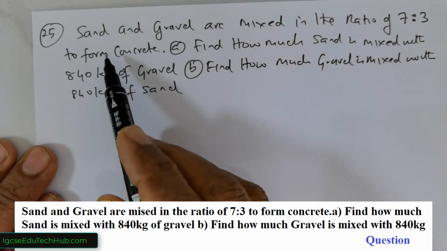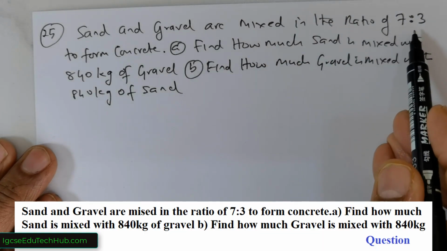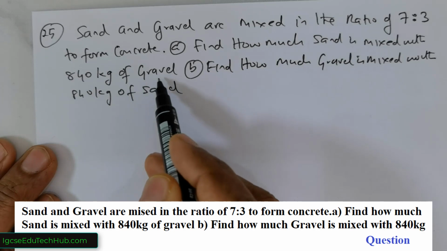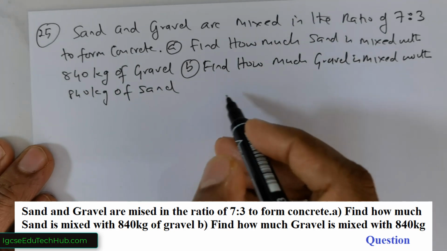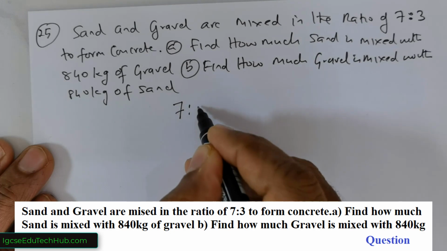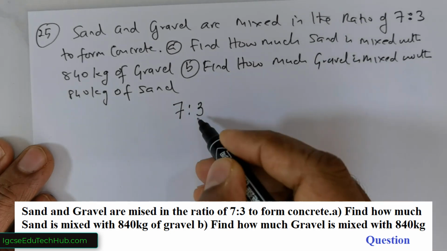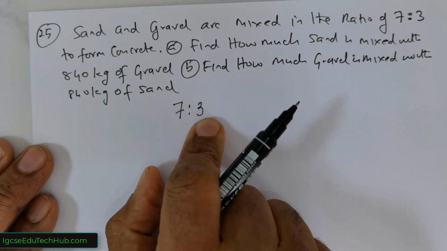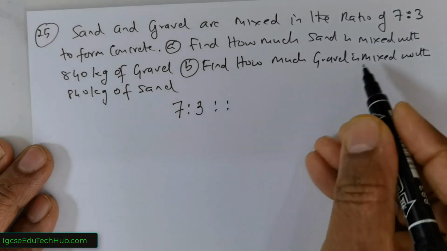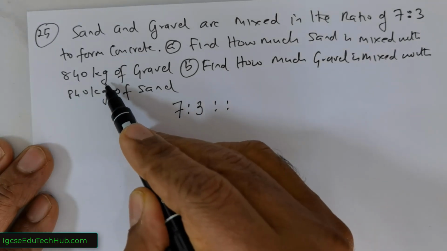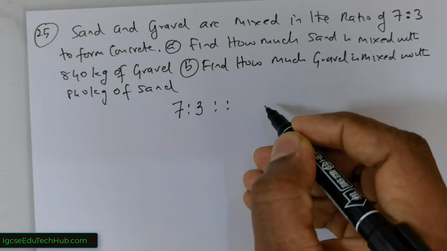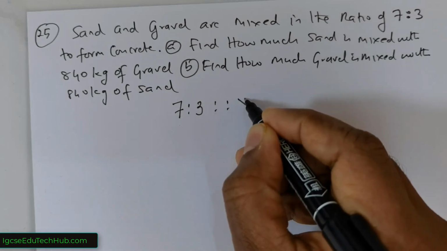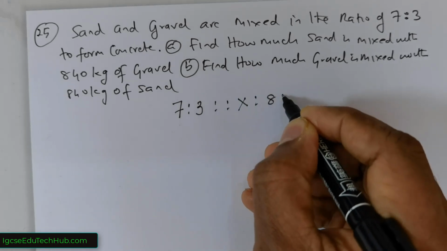Students, we got an interesting question. Sand and gravel are mixed in the ratio of 7:3 to form a concrete. Find how much sand is mixed with 840 kg of gravel. So the ratio is given, so I'm going to start by writing the ratios as given. So this ratio indicates the ratio for sand. 7 parts of sand is being mixed with 3 parts of gravel to form 840 kg of gravel. So we need that other part for sand, and let me mention it as x and 840 goes over here.